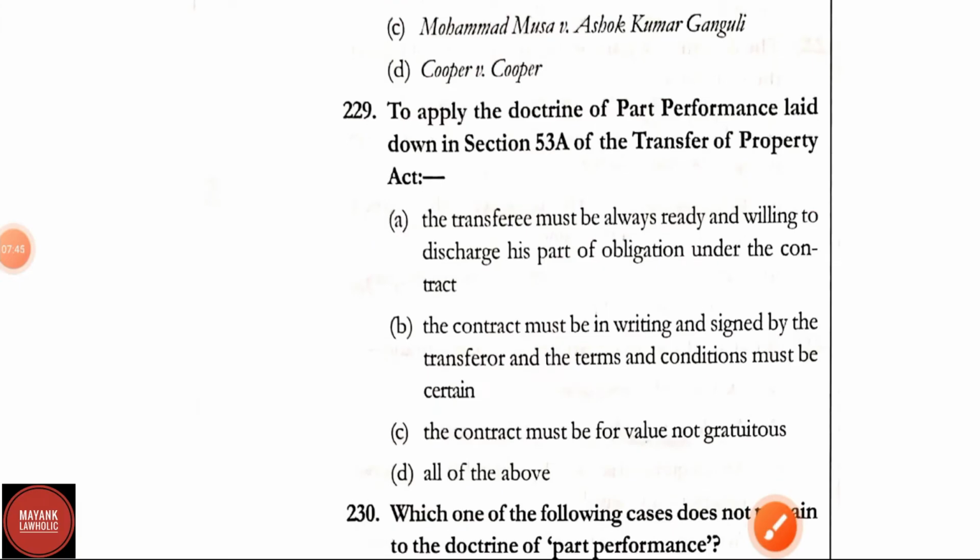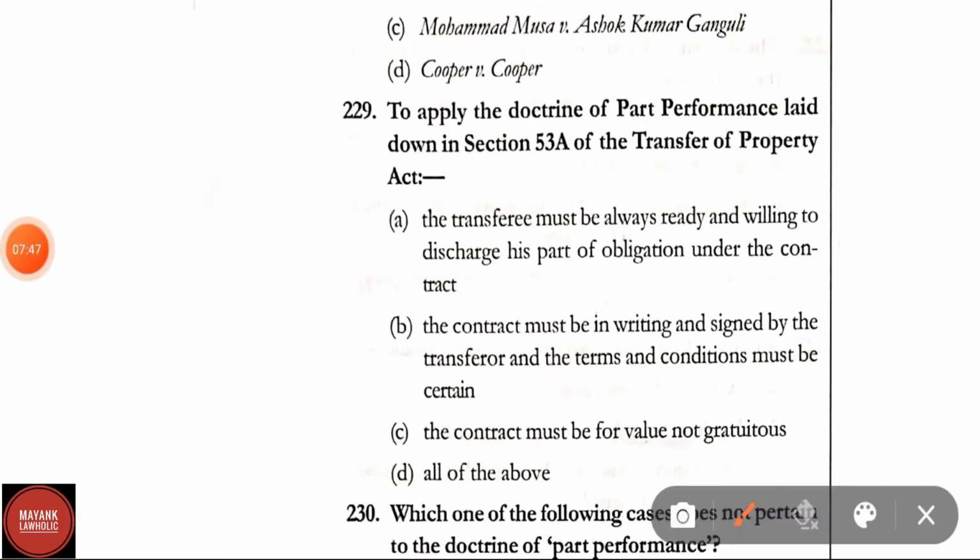Question number 229. To apply the doctrine of part performance laid down in section 53 of TPA, the transferee must be always ready and willing to discharge his part of obligation under the contract. The contract must be in writing and signed by the transferor, and the terms and conditions must be certain. The contract must be for value, not gratuitous. Option D, all of the above. Here correct answer is option D, that is all of the above.